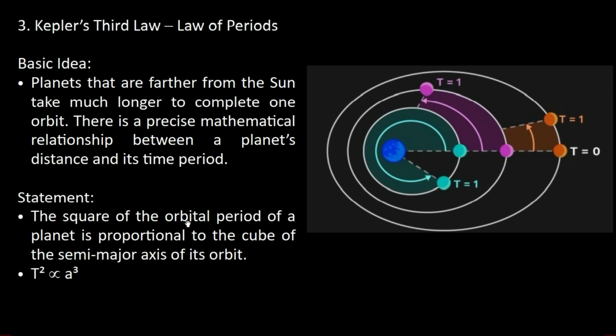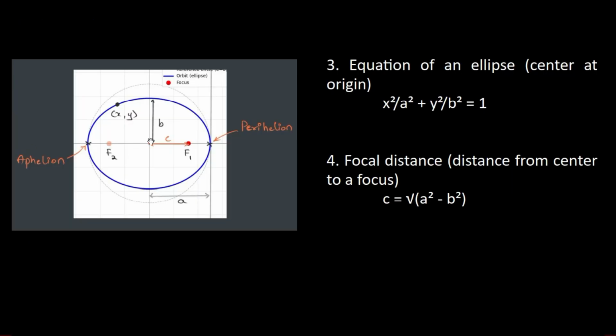So basically, square of the orbital period of a planet is proportional to the cube of the semi-major axis of its orbit. So you remember semi-major and semi-minor, right? So semi-major, I think I don't have it in my diagram. So this is your semi-major from the center to this point. From the center to the furthest most point on the ellipse. You can think of it that way.